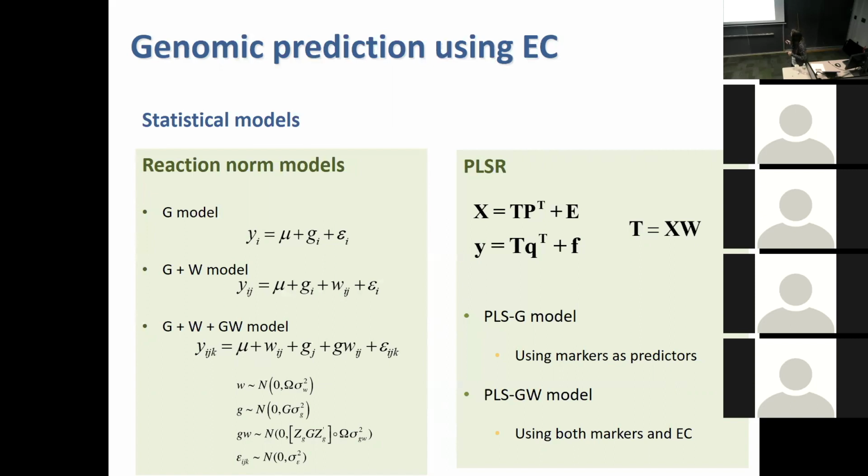On the other hand, we have the PLSR models, and basically what PLSR models do is decompose our data into latent variables, and these latent variables are linear combinations of our data. What they try to do is maximize the covariance between our response and our predictors. So here we tried the PLS-G model, which was only using markers as predictors, and the PLS-GW model, using both markers and environmental covariates.